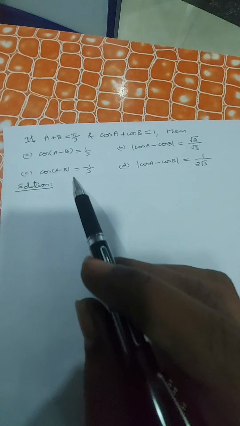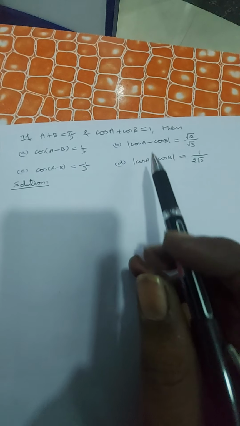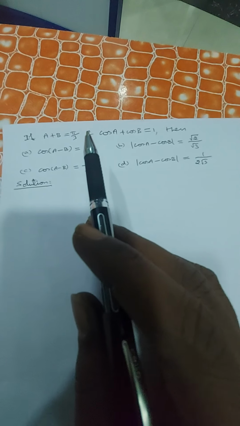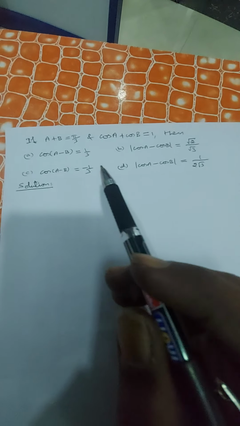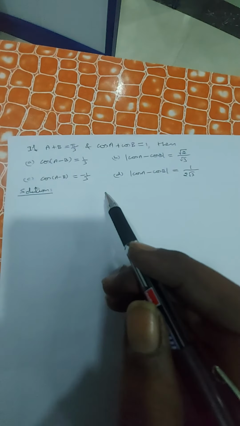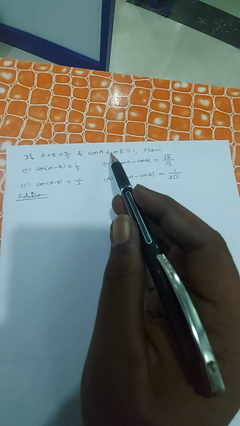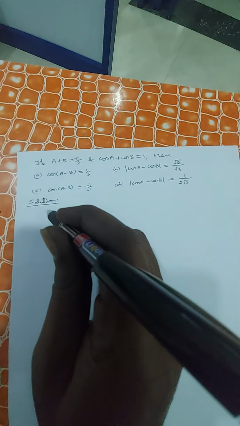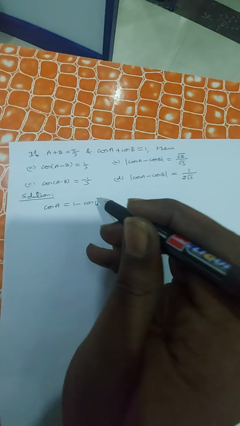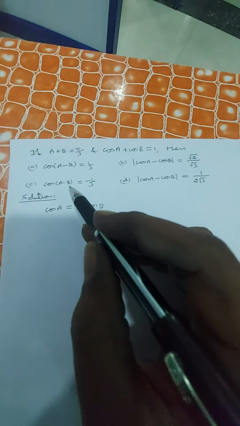So you just look at all four options. Two options say about cos a minus b. Two options say about modulus of cos a minus cos b. So from the given information we have to find cos a minus b, then we have to find modulus of cos a minus cos b, then we will get to know the answer. First I am taking the given equations: a plus b equal to pi by 3, cos a plus cos b equal to 1. Here cos a equal to 1 minus cos b. Anyhow I need to bring cos a minus b.